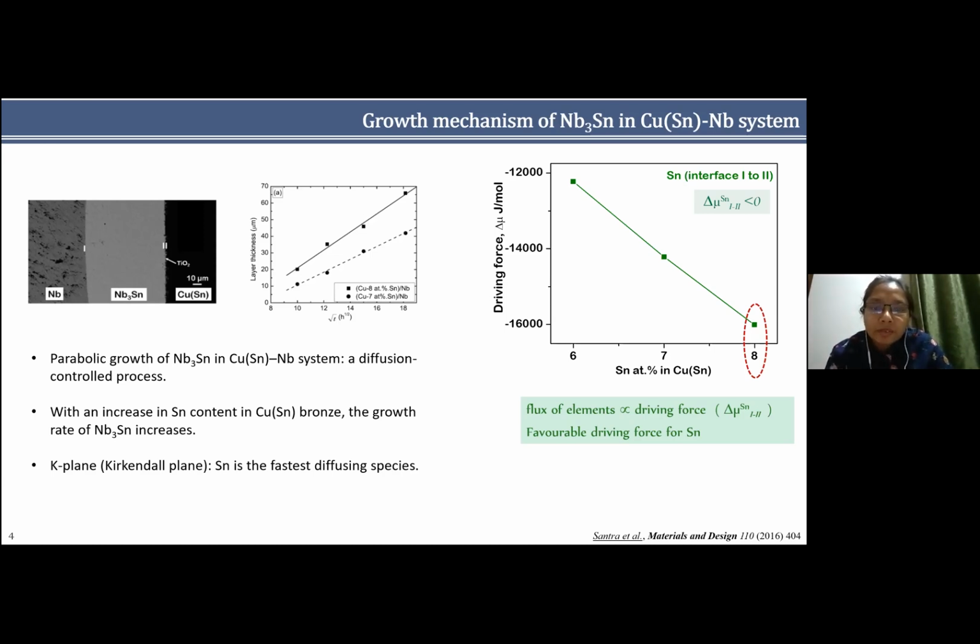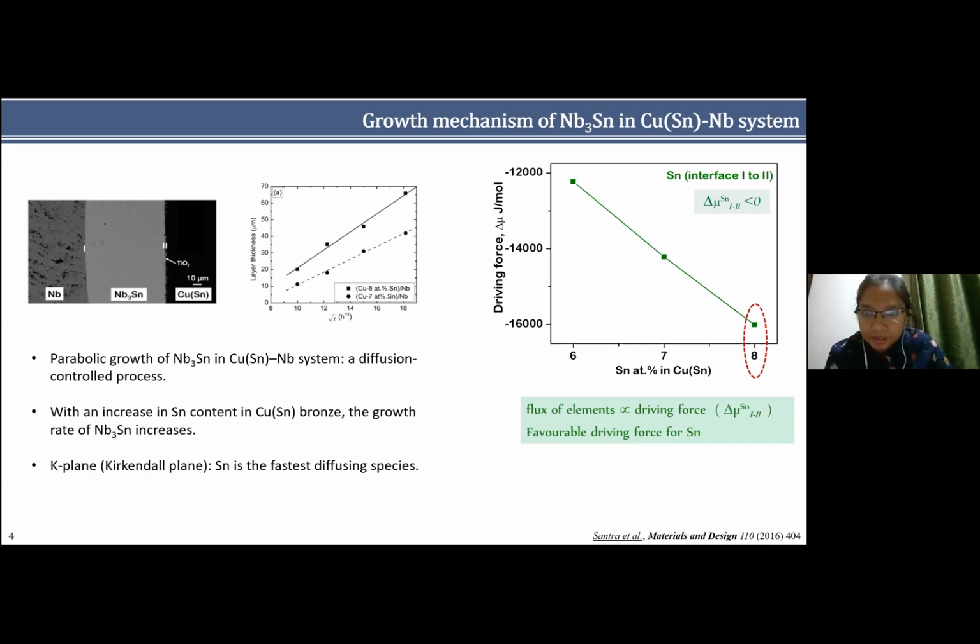Secondly, with an increase in the tin content from 7 to 8 atomic percent tin, you can see that the growth kinetics have increased. And thirdly, there is a Kirkendall plane at the interface of Nb3Sn and copper-tin. This Kirkendall plane is envisaged with the usage of titania particles, which are very unreactive with both niobium and copper-tin. During the reaction, since these are very unreactive, they get trapped in a particular plane depending on the relative mobility of the species. And since it is trapped in between Nb3Sn and copper-tin, we could say that tin is indeed the fastest diffusing species.